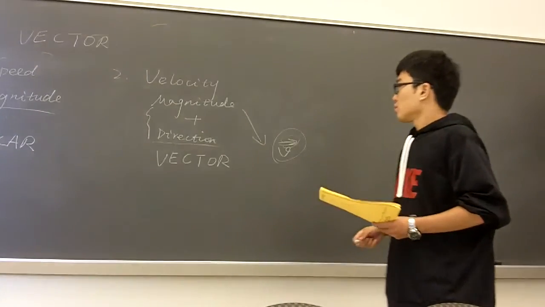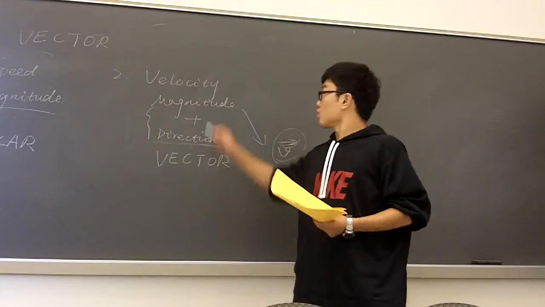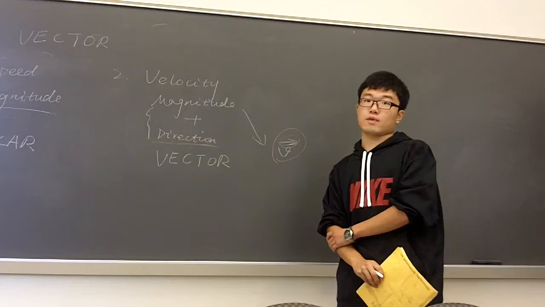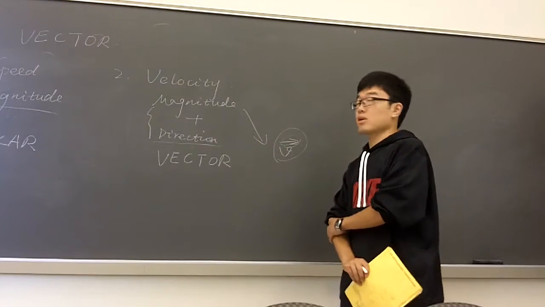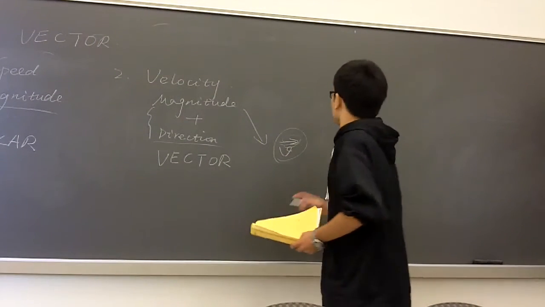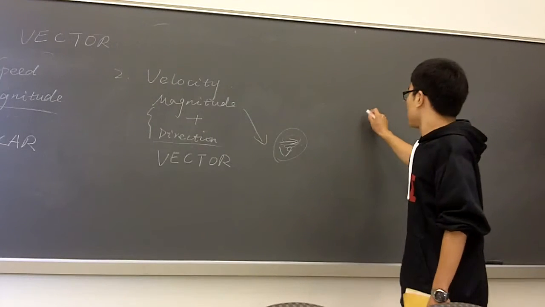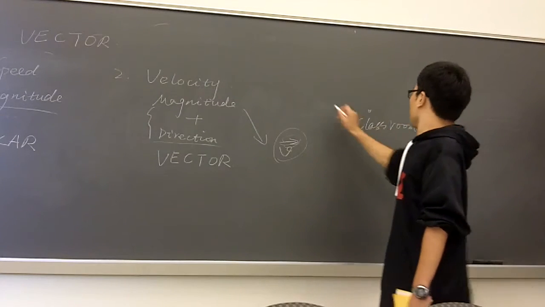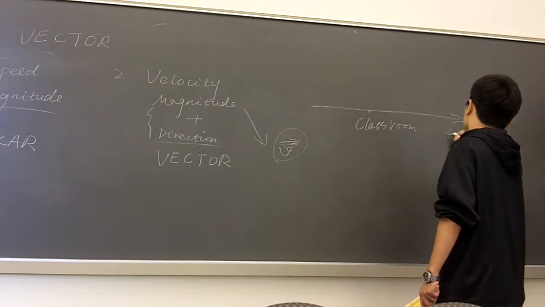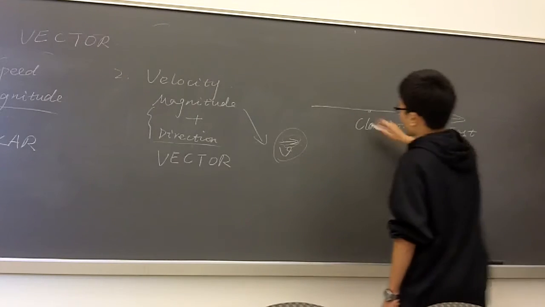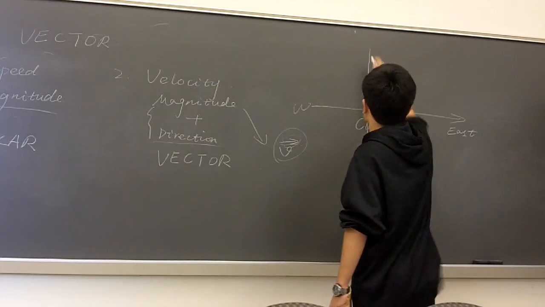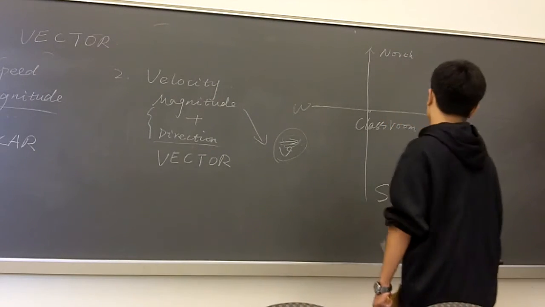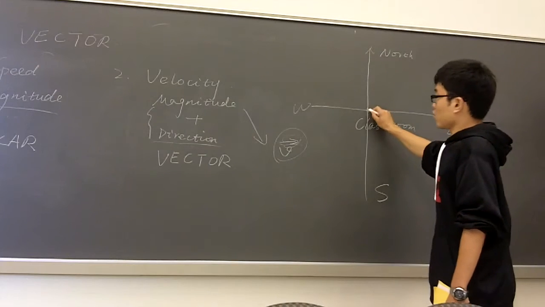Okay. So now we should pay attention to velocity. I want to give you an example. I hope it can help you to understand the velocity, its magnitude and direction. For example, this is our classroom. In a map, this is the east direction, this is west, this is north direction, and this is south. This is our classroom in the center.